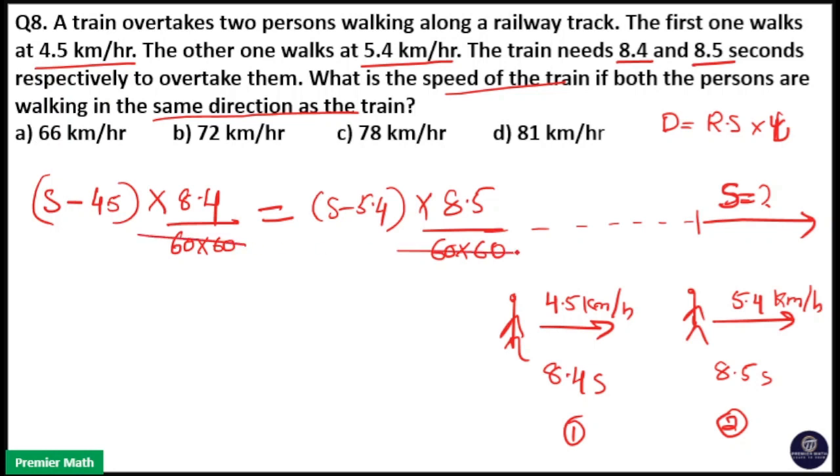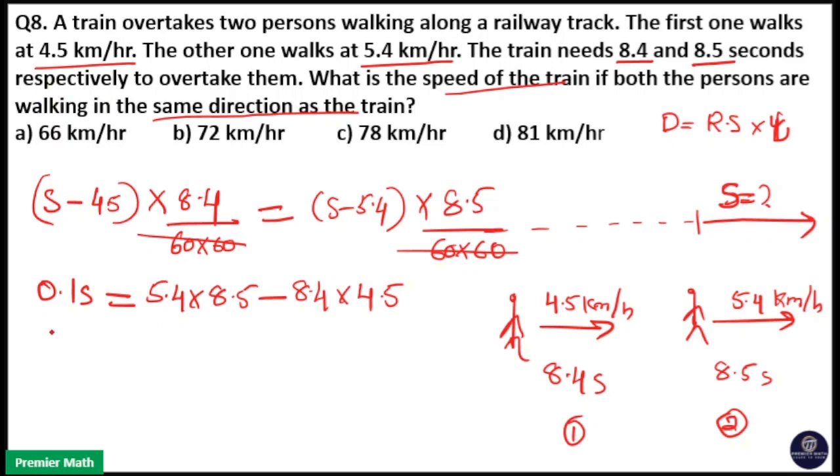Here this will cancel, and you can see here it is 8.5s, here it is 8.4s. So I will subtract it. That is 8.5s minus 8.4s is equal to 0.1s. That is equal to, this term will come here, that is minus 5.4 into 8.5, that is 5.4 into 8.5. And this is minus also here, that is 8.4 into 4.5. Here I will multiply 10 on both the sides.